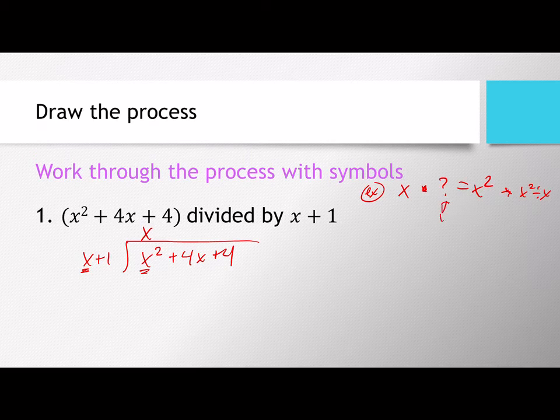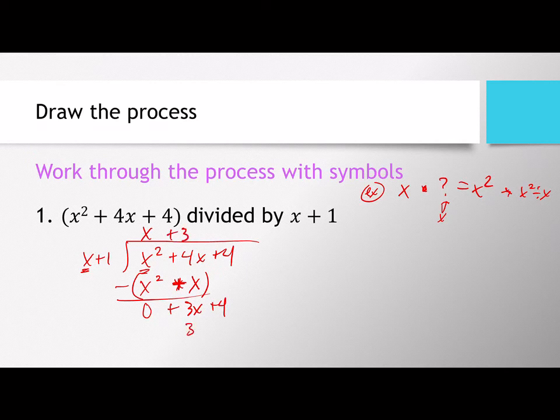and we multiply x times x to get x squared, and x times 1 to get x. You subtract all of that off. So x squared minus x squared is just 0. 4x minus x is 3x. I'm going to consider the 4 now with everything by bringing it down. And we have x plus 1 into 3x plus 4. Well, that goes in 3 times, positive 3 times.